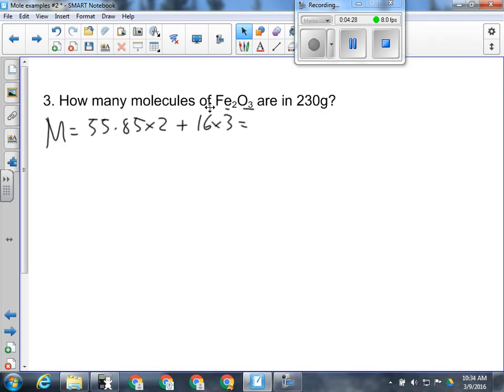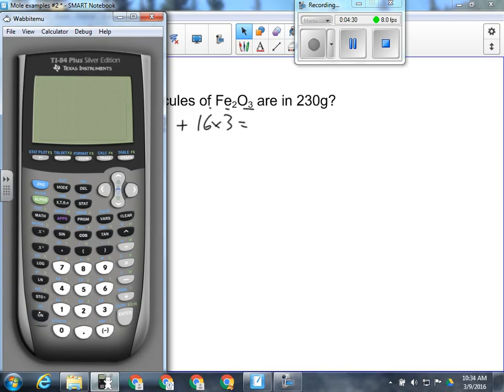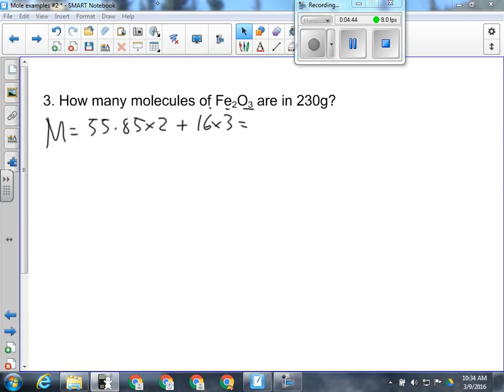So 55.85 times 2 plus 48. It's 159.7 grams per mole. And they told us the mass, 230 grams.